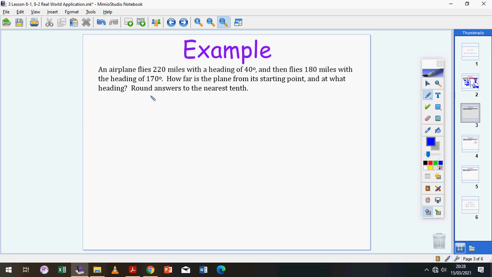Alright, let's see. So the airplane starts out here and flies at a heading of 40 degrees. Usually these degrees are measured from the north. So 40 degrees off of the north, that's just this 40 degrees. And then that happens for 220 miles. Let's make it longer. 220 miles.